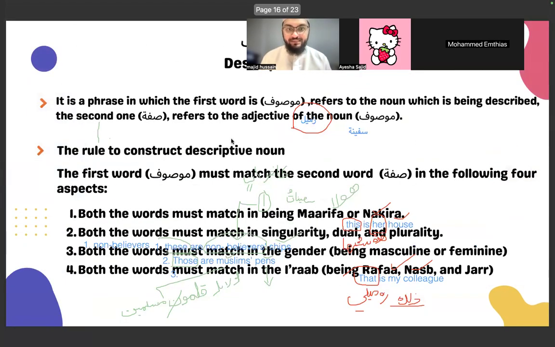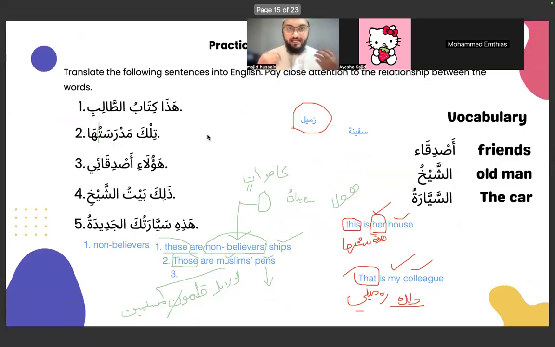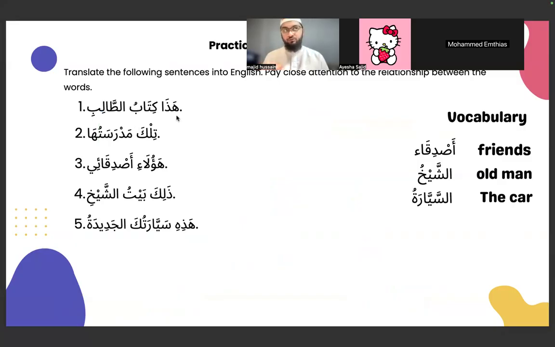In the next class, we have descriptive noun, which has a rule on its own. So don't worry. I'm going to send out tomorrow, inshallah, the exercise for you to practice.